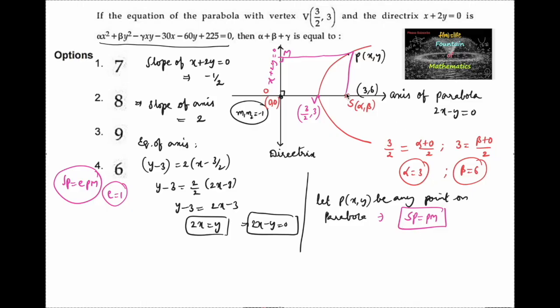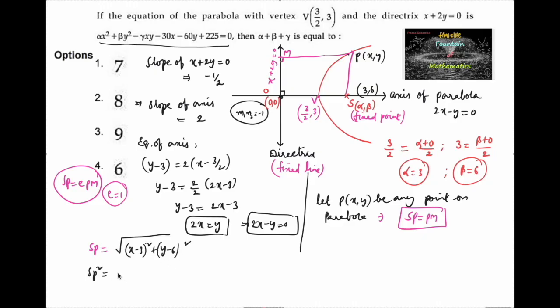So the distance between the focus and the point is equal to the perpendicular distance between the point and the fixed line. So this is a fixed line, the directrix, and it is a fixed point, the focus. So there is a relation between both. So SP is equal to under root of x minus 3 whole square plus y minus 6 whole square.